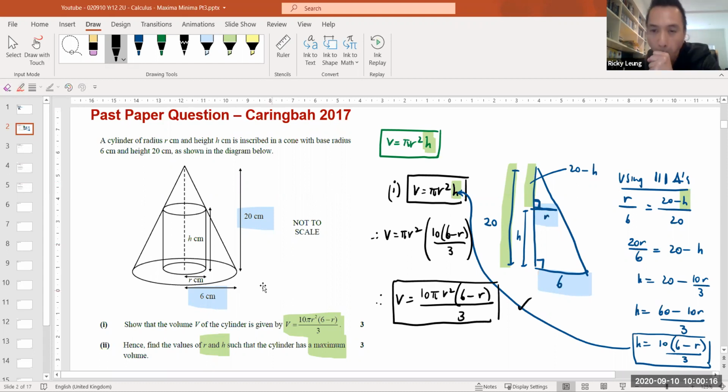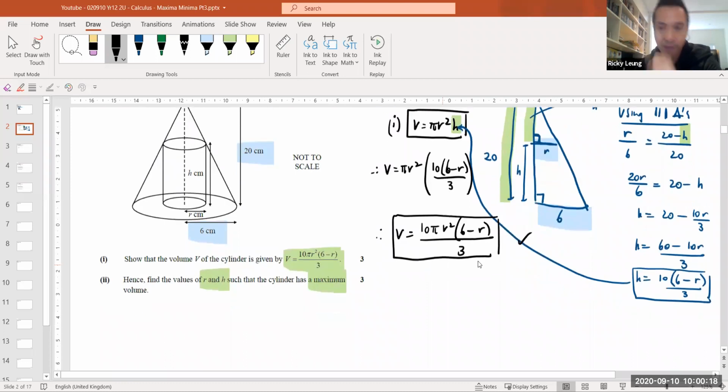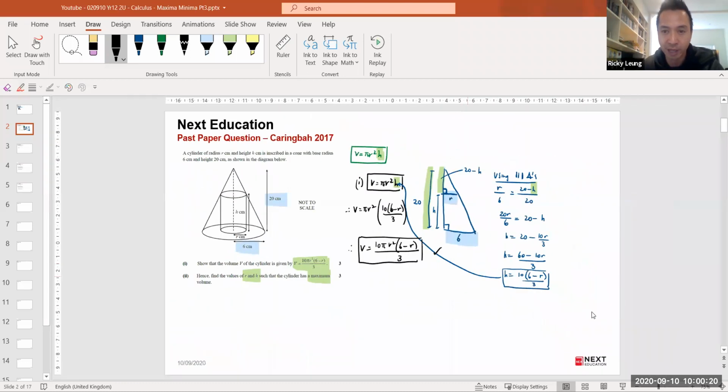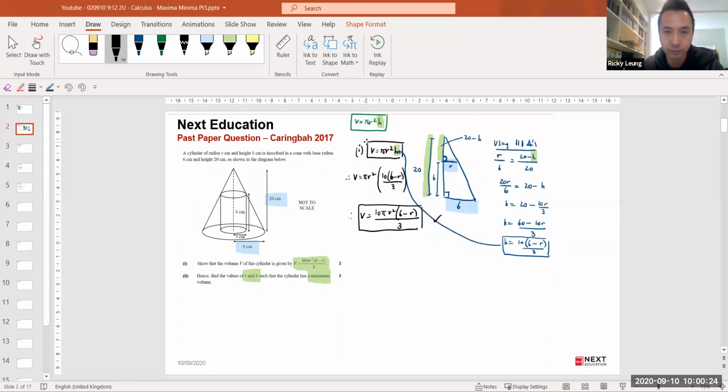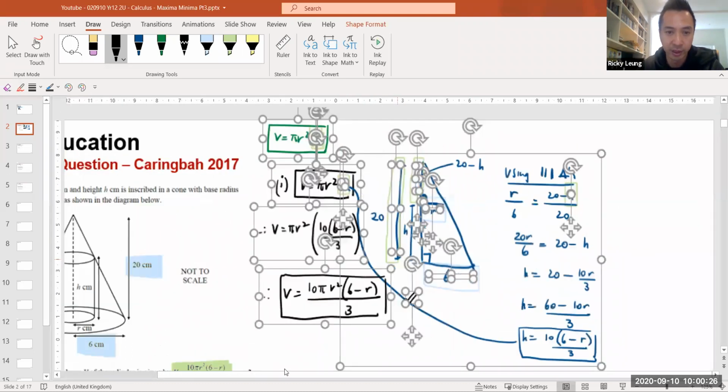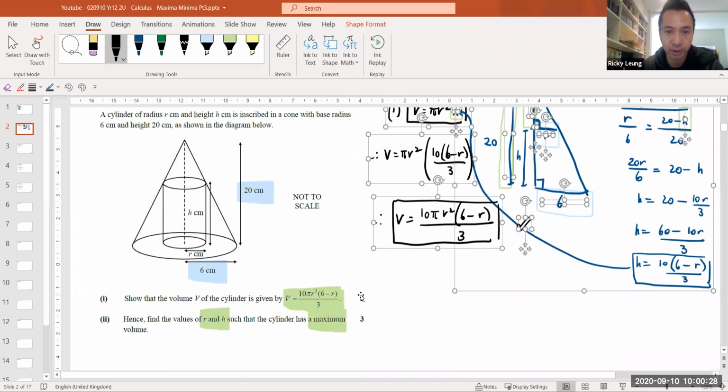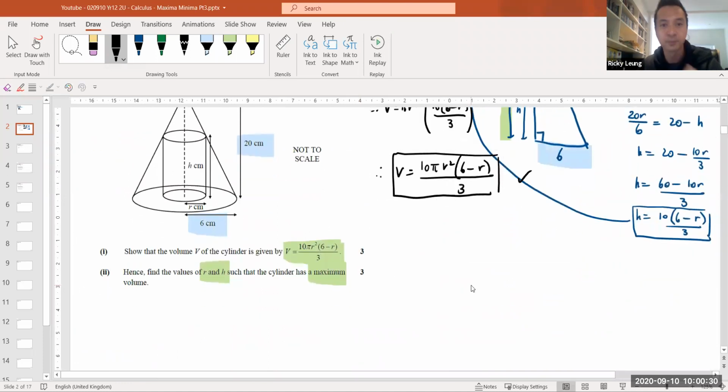3 marks for that. So good value based on similar triangles. Now, I'm just going to shift this slightly up. Gives me a bit of space so I can actually work with doing part 2. Now, what am I doing? Remember the 4 steps in the framework for this second question: differentiate, solve, test for max min, and then answer the question. In this case, find the values of r and h, right?